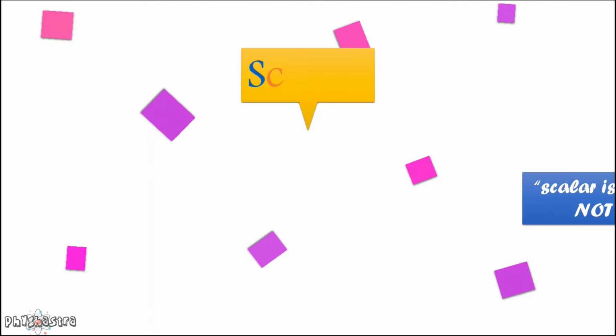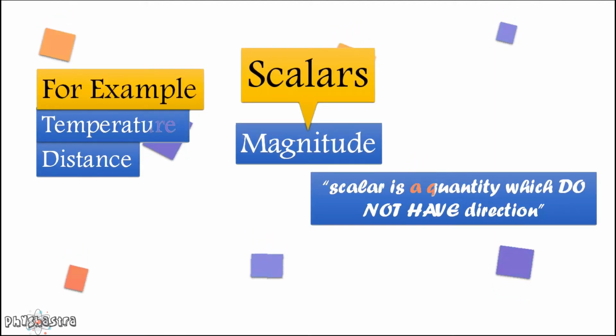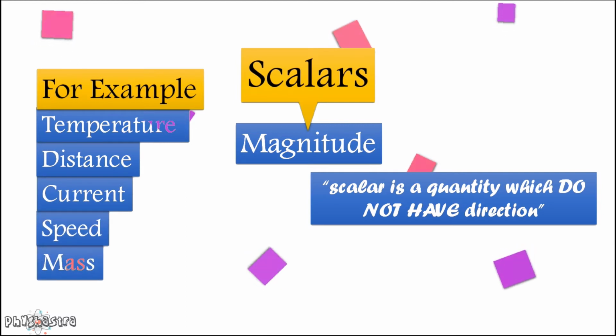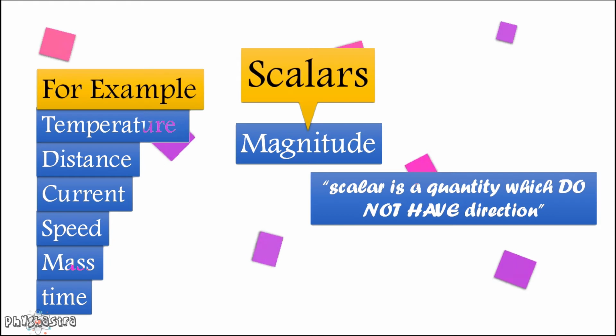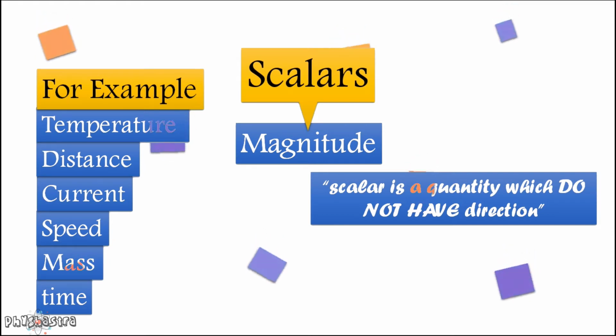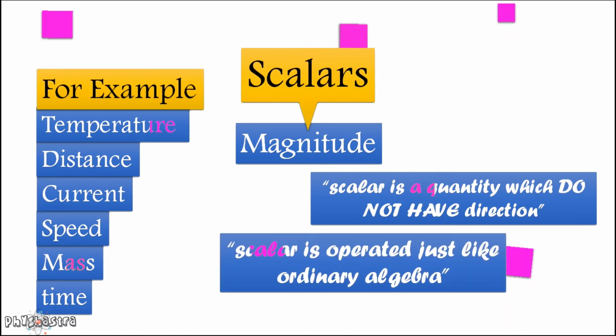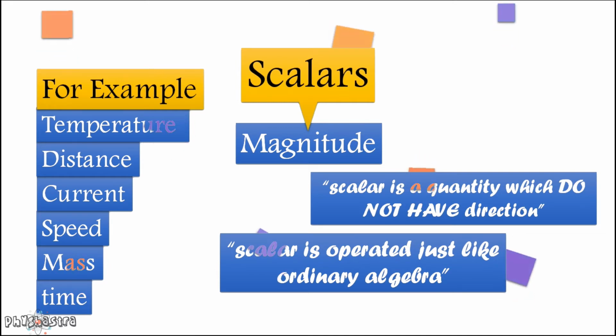Scalar is just the magnitude of the quantity. There are some physical quantities which do not have directions, such as temperature, distance, current, speed, mass, and time. Now, just for brainstorming, tell me why temperature is a scalar quantity even though it has both negative and positive signs. Please give your response in the comment box. The mathematics of scalar quantities is done as simple algebra. But for vectors, the algebra is different, and in the next lecture I will take that.